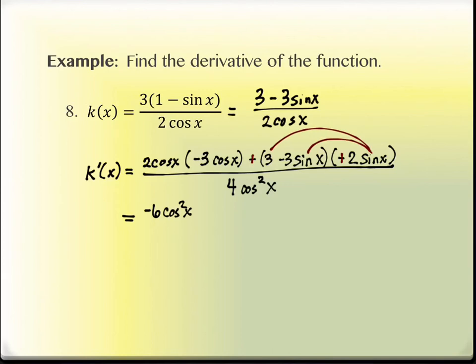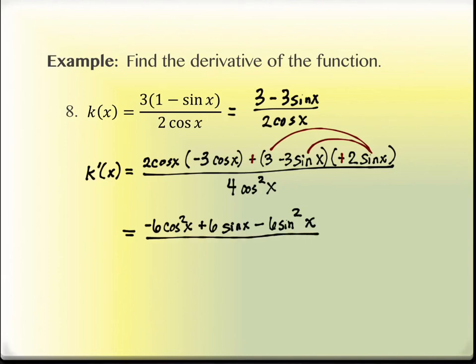So we have 3 times 2 sine x. What's that going to give me? Positive 6 sine of x. Then what? All right, and then we have minus 6 sine squared of x over 4 cosine squared of x.